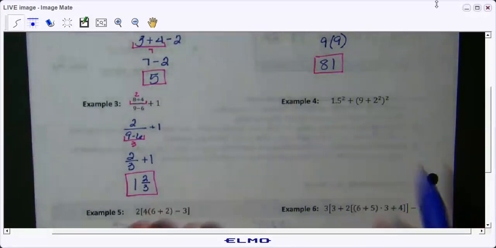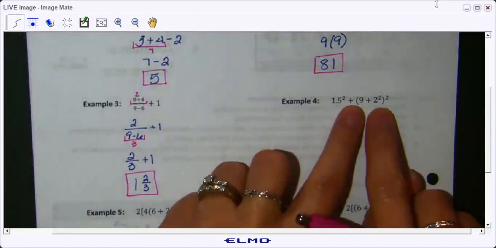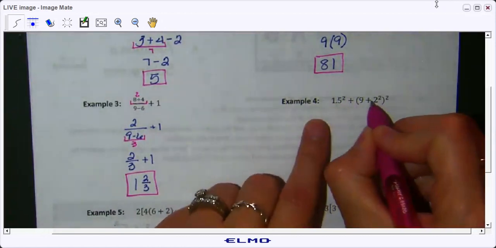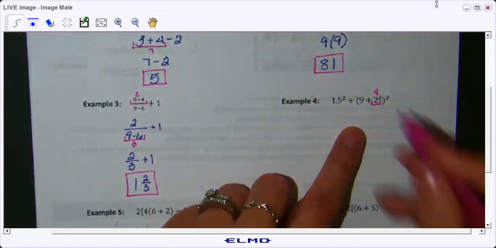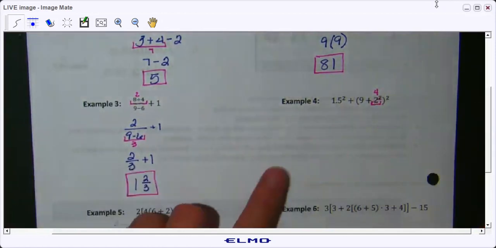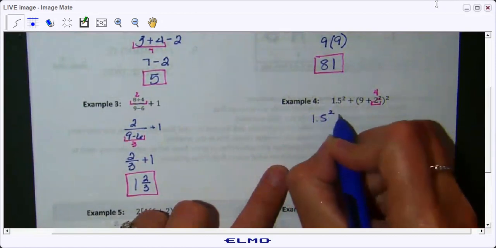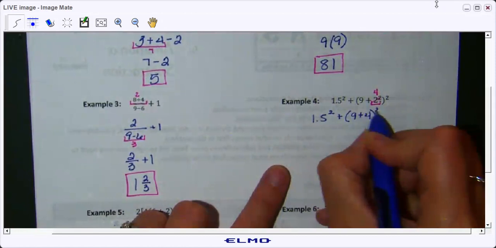Okay, so for example 4, parentheses goes first, so I have to solve what's in parentheses. Within this parentheses, I have addition and I have an exponent. And according to order of operation, the exponent comes first. So I'm going to solve 2 squared, which is 4. Okay. So rewriting everything else, I have 1.5 squared plus 9 plus 4 squared.